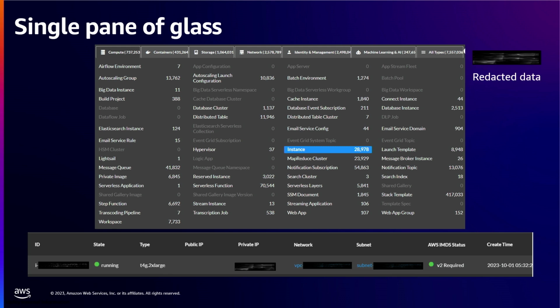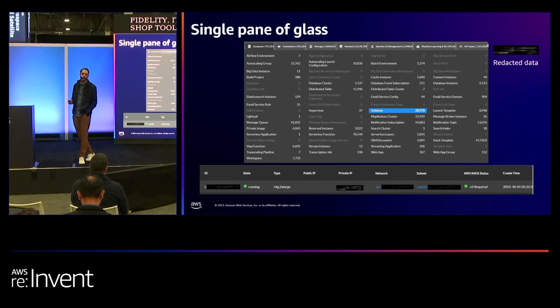When we're talking about a single pane of glass here at Fidelity, it's really a one-stop shop tool for all of your security needs. I can see all of my resources within the tool. I can see them in real time as they're coming and going. I can see a lot of metadata about them. I can see the compliance status. I can see if we've taken any actions on them in the past, that kind of thing. So that's really the context that we're talking about when we're talking about a single pane of glass here.